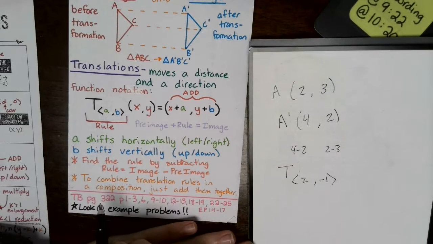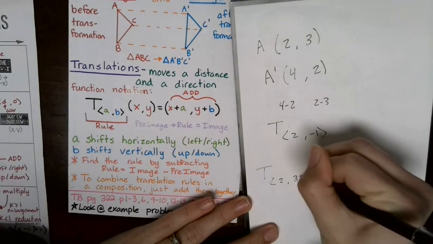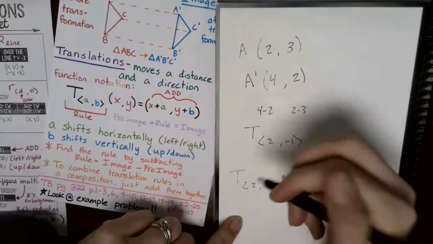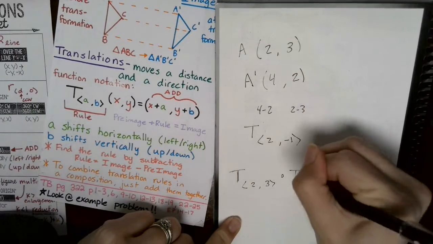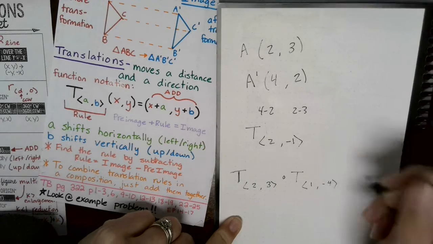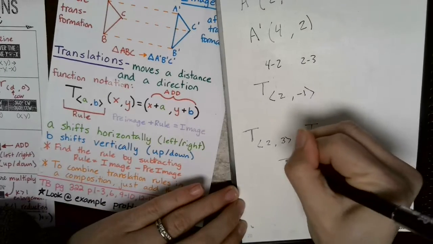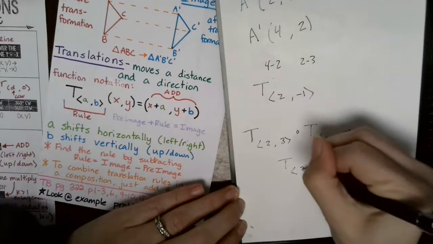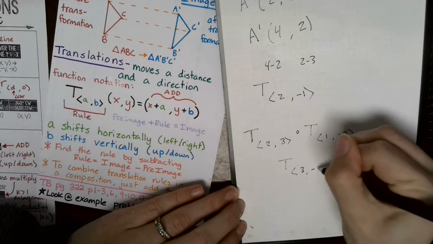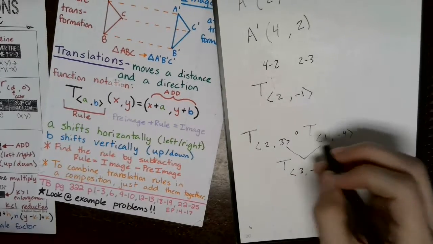And then the last part is to combine translation rules, composition: just add them together. So what a composition is, if we have 2 rules and this little circle in between them, that means composition. And another rule, okay, 1, negative 4. Okay, so 2 different rules. The easiest way is you just combine them, okay? You put them into one rule. 2 and 1 make 3. 3 and negative 4 make negative 1. So we can combine those into one rule. That's what the little composition means. So now let's look at example problems.